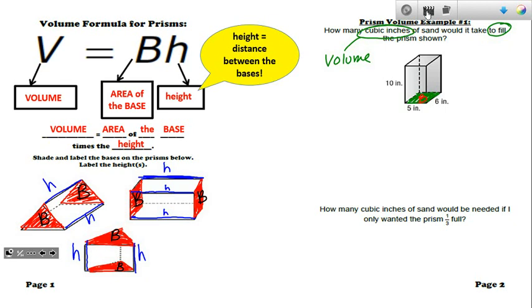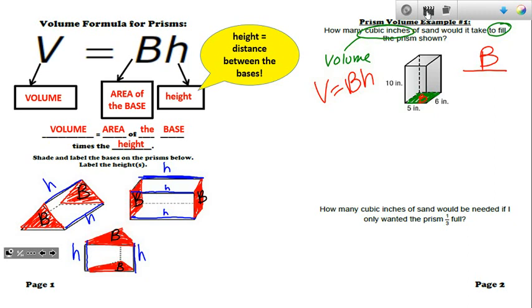Right? Label it with the B. So, formula again. Volume equals big B H. Big B, once again, represents the area of the base. I'm going to go ahead and put big B out by itself, because I know it's important.